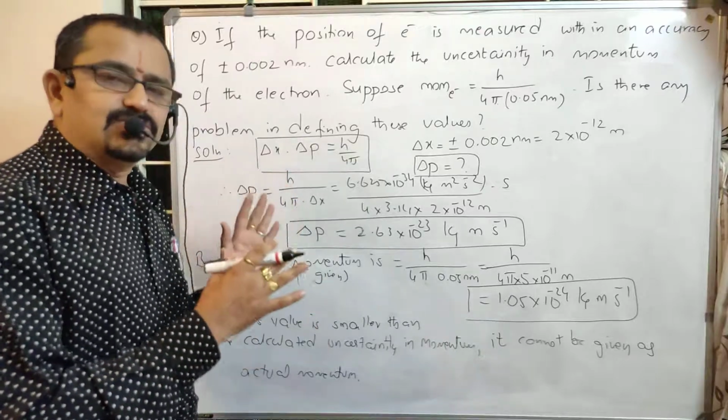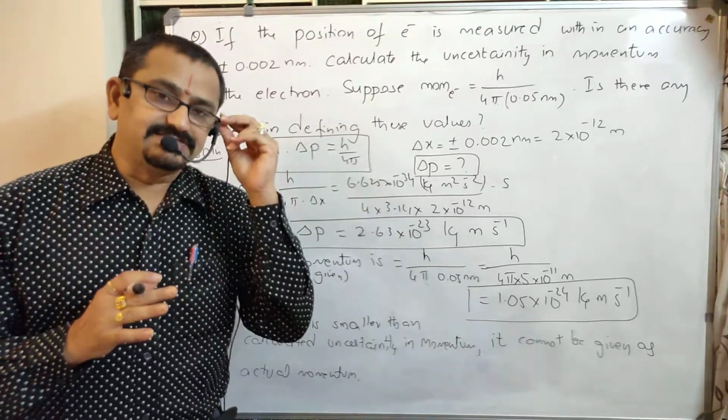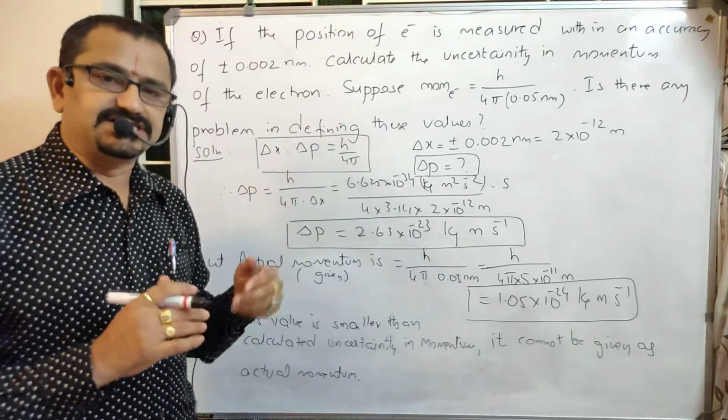So these are some questions from Heisenberg's uncertainty principle, and the rest we will solve in the worksheets given, right?